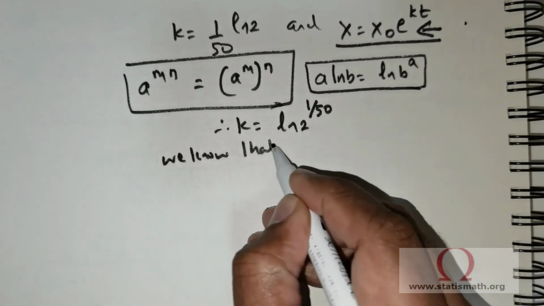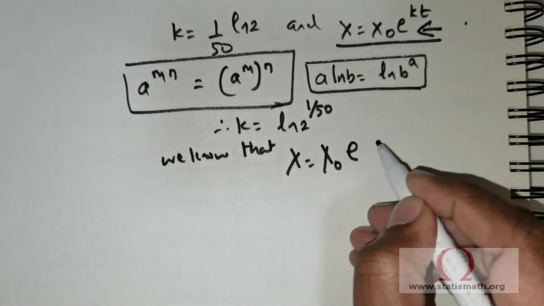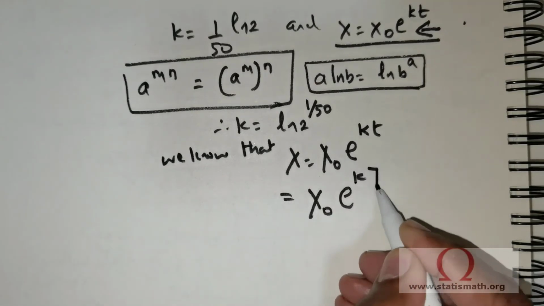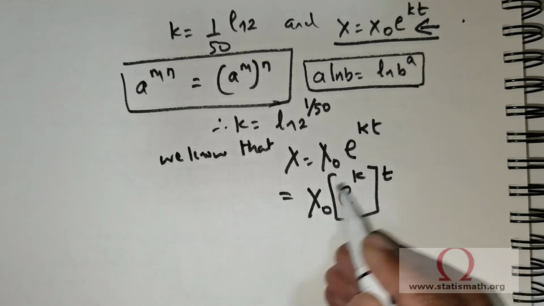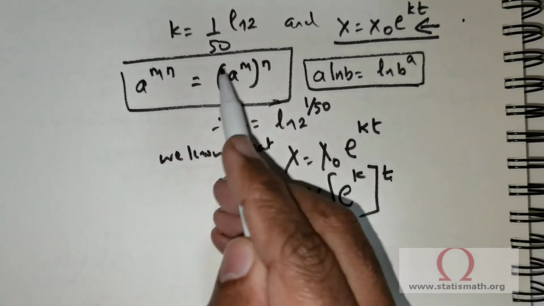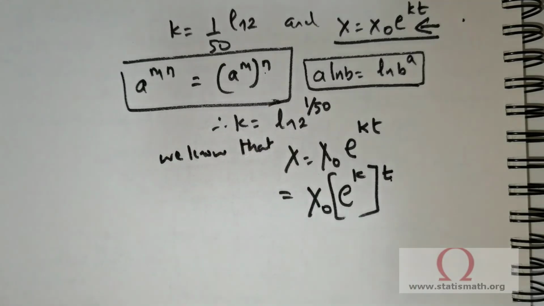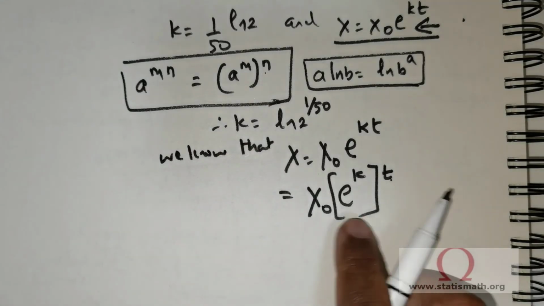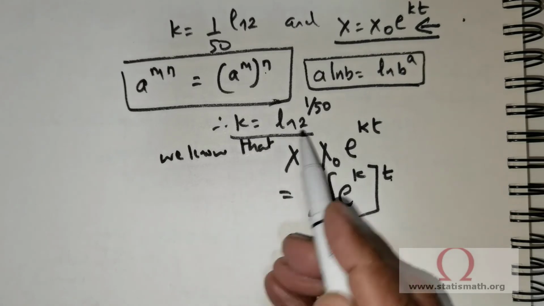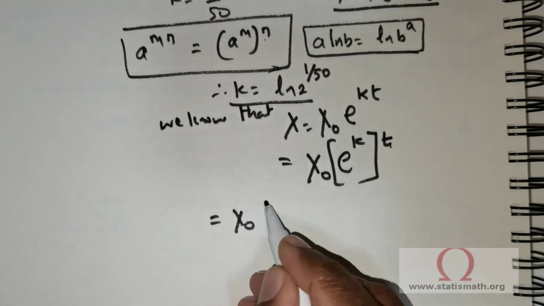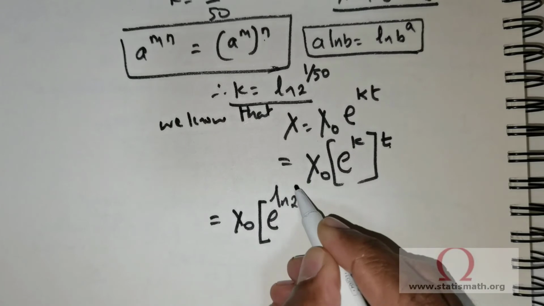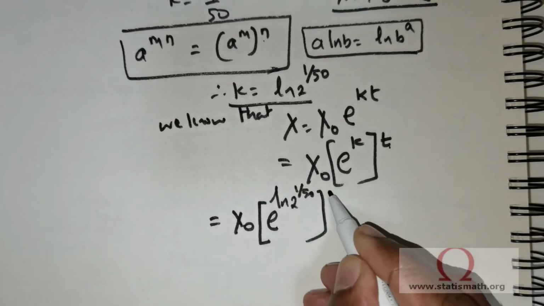But the original system that we know is the following. We know that x is equal to x naught times e raised to the power kt. So I'm going to rewrite this as x naught e raised to the power k, and that is raised to the power t. Why? Because a raised to the power mn can be rewritten as a raised to the power m within parentheses, and then that is raised to the power n. So that is why I am able to use this concept, a raised to the power mn over here. Now k is this value, we have found that out, so substitute that. So that is equal to x naught times e raised to the power, in place of k it's going to be ln 2 raised to the power 1 over 50, and that has to be raised to the power t.